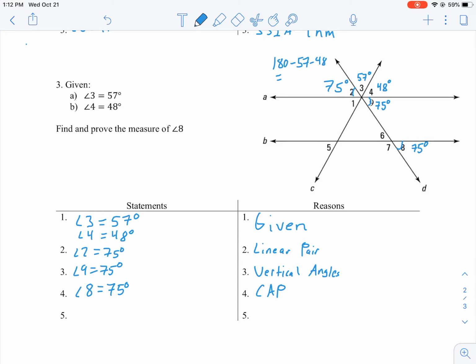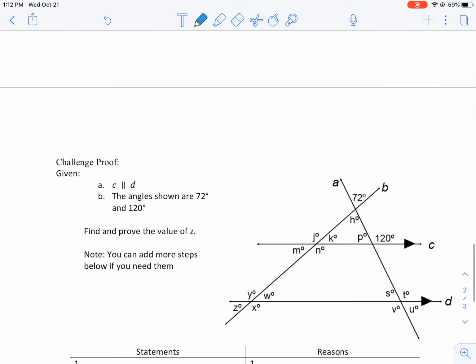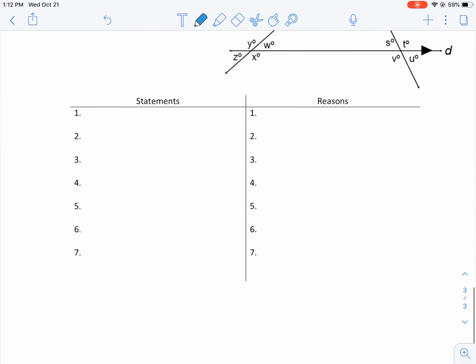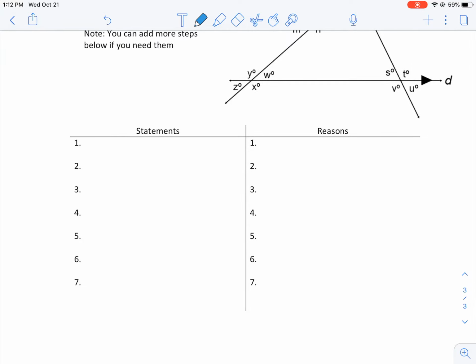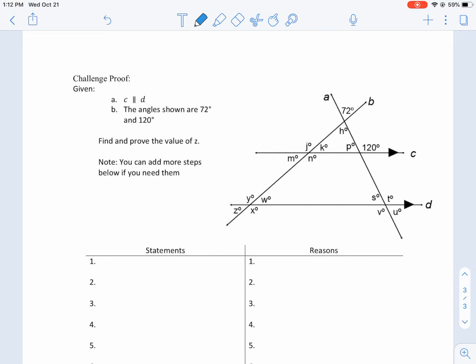We got it in one less step. If you can do it in one less step than me, good job. Last one, challenge proof, all right? I'm gonna show you kind of a long one, but that's okay, you guys can do this. All you're doing is just following through your proof.